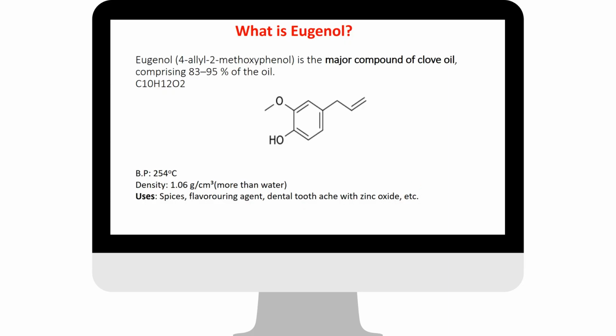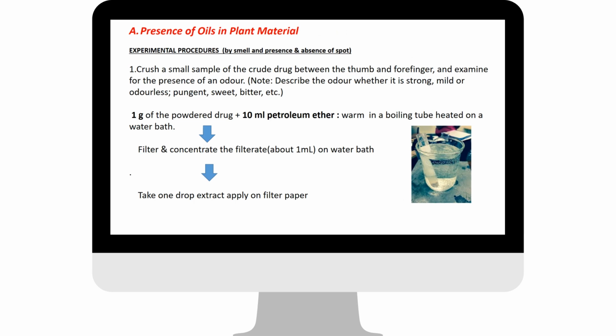So let's move. In this slide, we are going to see the first experiment, presence of oil in the plant material. It can be done by smelling and presence and absence of a spot, right? So first experiment, just crush the clove drug material by putting it between the thumb and forefinger, and examine the presence of odor. If it is a strong odor, or some kind of pungent sweet, that means it is a clove having the volatile oil, right?